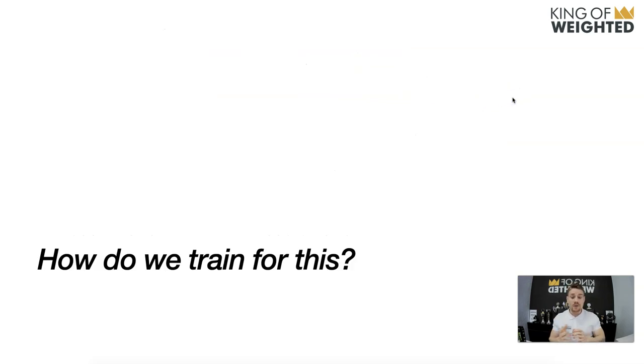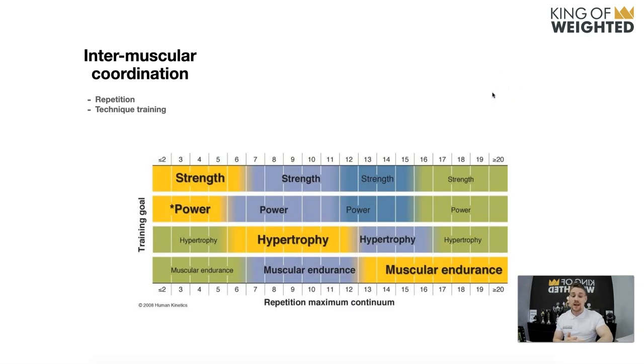And yeah, how do we train for these different mechanisms? For that, we have a table here which just shows the repetition maximum continuum, so basically rep ranges. So 1 rep max would be the maximum weight I can use for 1 repetition. 3 RM is the maximum weight I can use for 3 repetitions, and so on and so on. And this table shows which training goal is trained best at which rep range, basically.